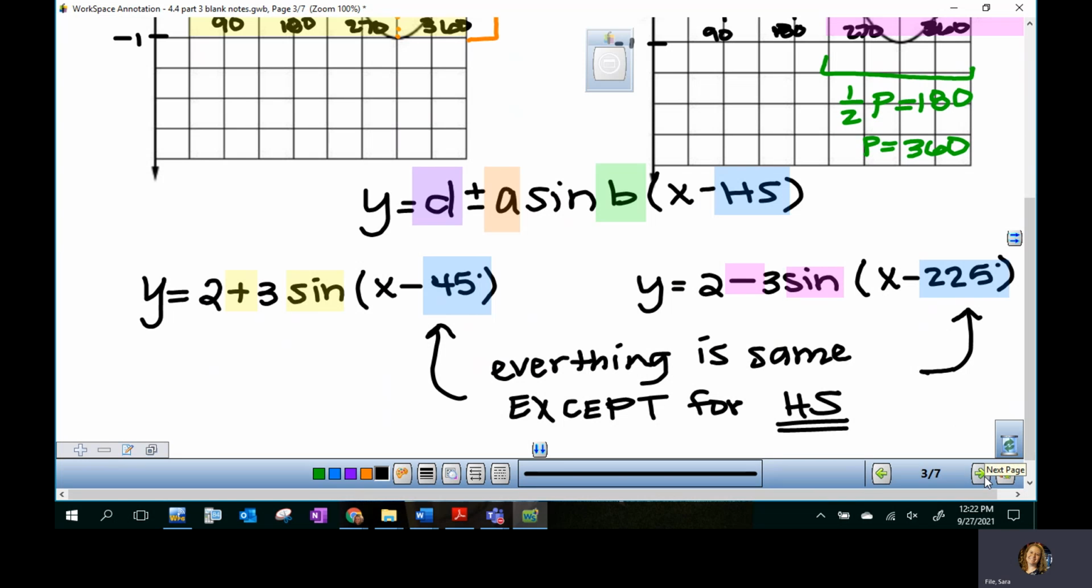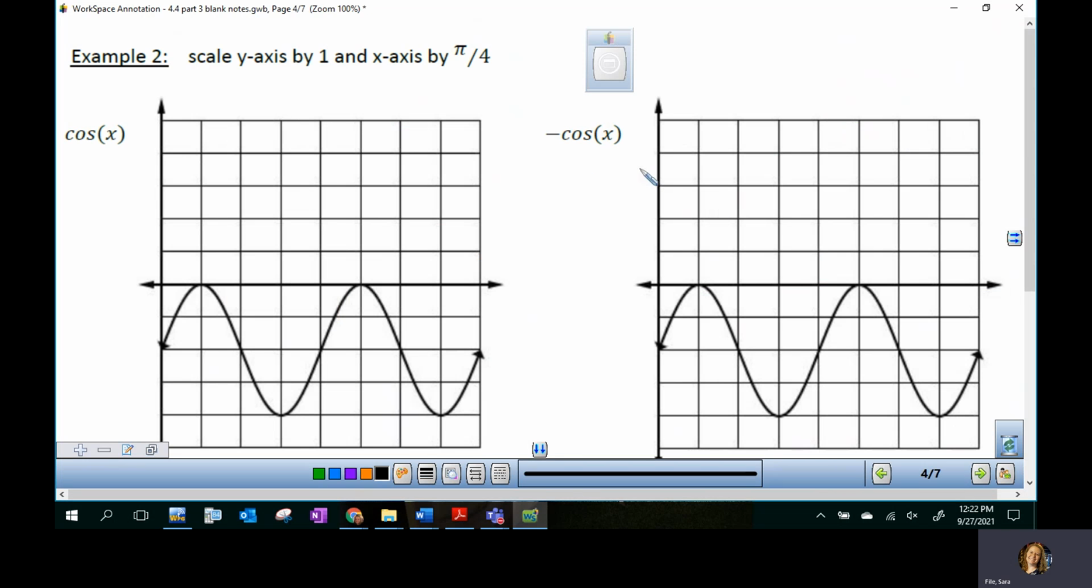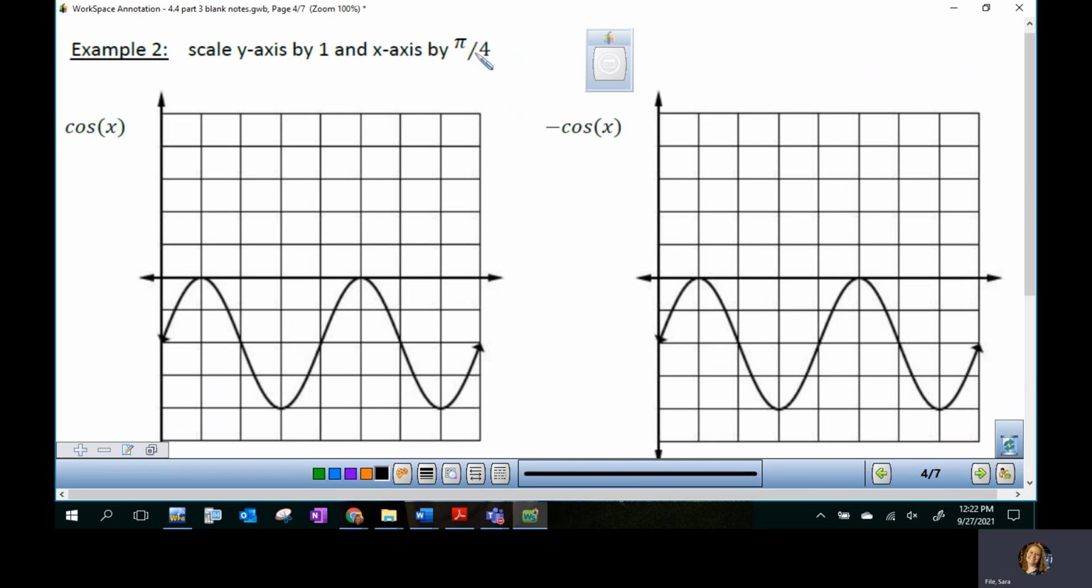All right, one more example. We're going to do cosine and negative cosine for this graph. And this one's going to be in radians. So I'm going to scale the axes first. And it does say to scale y by 1 again. And it says to scale the x-axis by pi fourths. So 1, 2, 3, 4, there's pi. There's 2 pi.